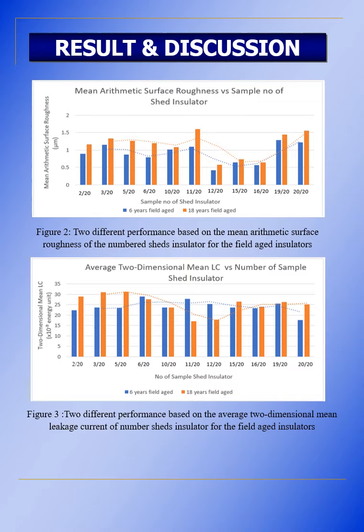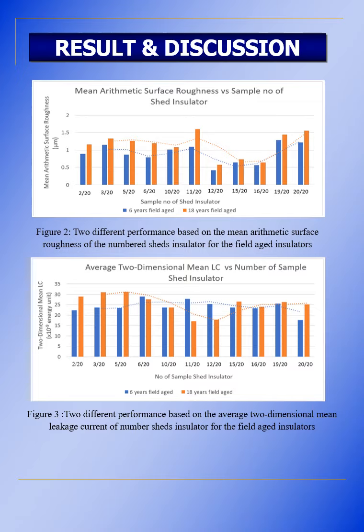Figure 2 shows the two different performance based on the mean arithmetic surface roughness of number of shield insulator for two types of field edge. Based on the bar graph, the value of arithmetic mean surface roughness for 80 years is much larger compared to 6 years, and we can observe the trend of variation of mean arithmetic surface roughness for 10 samples of field edge of 6 year and 80 year is the same pattern. However, the value of mean arithmetic surface roughness for 80 year is a bit higher than 6 year.